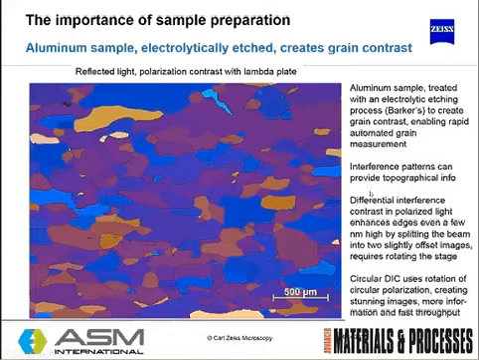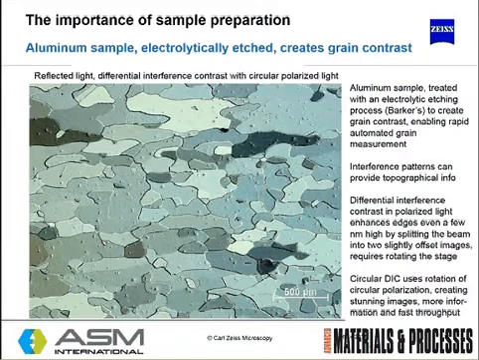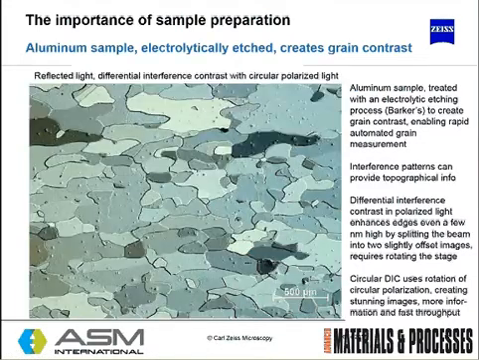But the interference patterns can also provide topographical info. So a differential interference contrast mode can be used in polarized light, and that actually enhances the edges, even if they're a few nanometers high, by splitting the beam into slightly offset images. And then the user qualitatively is able to inspect in better accuracy, better precision, where this sort of very subtle ridge or change in height might be visible, which wouldn't otherwise be visible necessarily on the light micrograph.